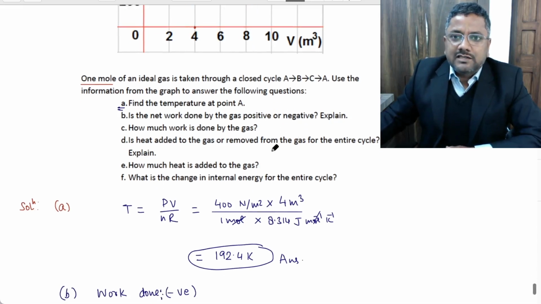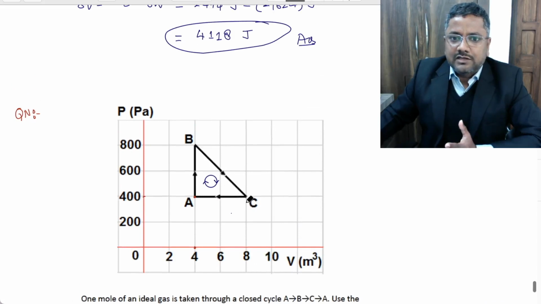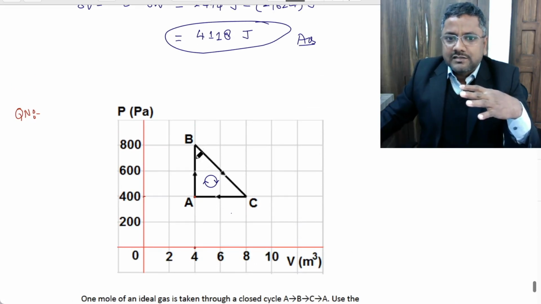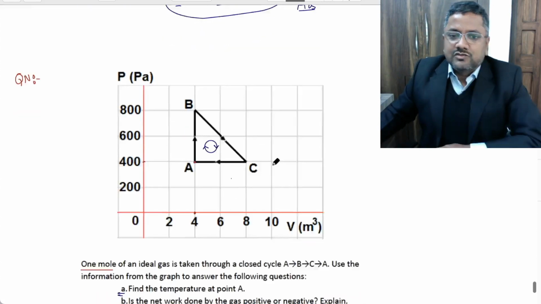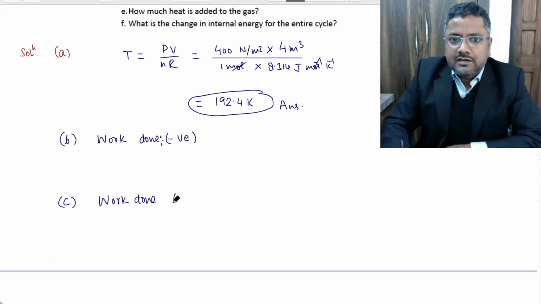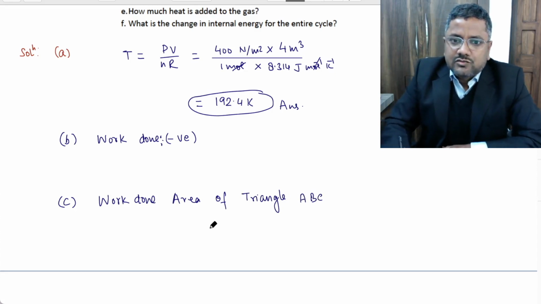How much work is done by the gas? So you can either use this type of graphical method, means you take area under the curve this minus area under the curve this, or simply area enclosed by this figure. So the work done, C part, work done is equal to area of triangle ABC, right? So this is equal to triangle ABC.